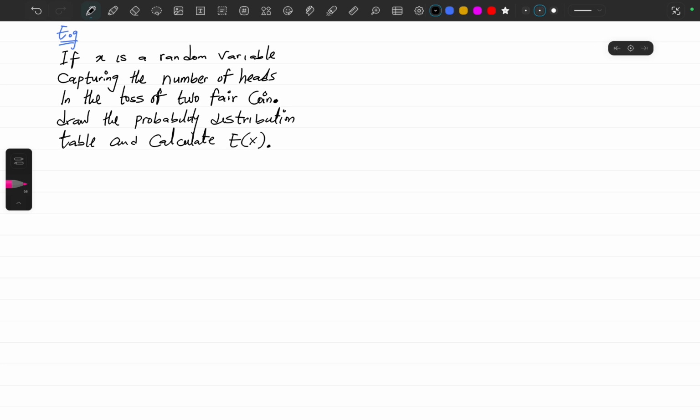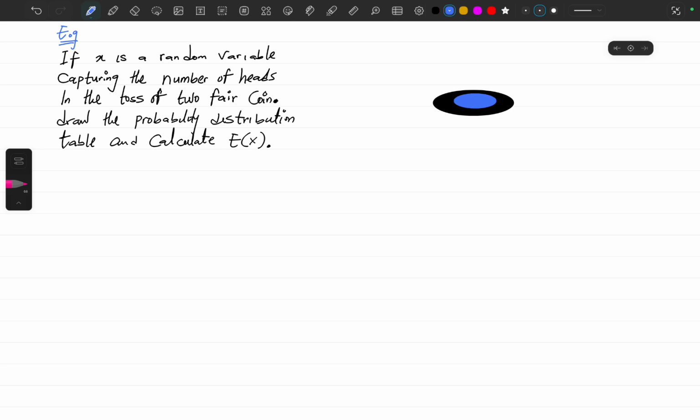X is a random variable capturing the number of heads when you throw up two coins. Good. Now here is a coin. I'm going to try to sketch out a coin here. Okay, so there's a coin. In a coin there are definitely going to be two parts. I'm going to try to sketch this out. Okay, so we have it.